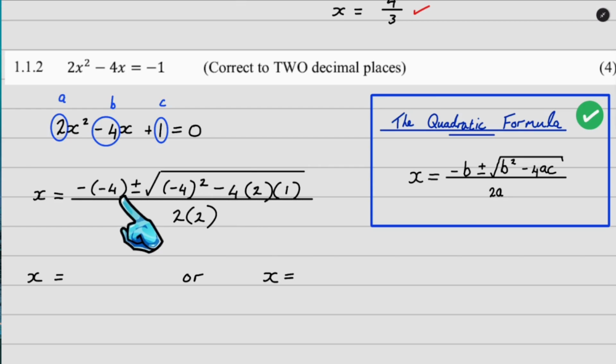Okay, so I've made the necessary replacements. Just remember to use brackets if your number is a negative. It always helps with the substitution. Even if they're positive, I use brackets. I just see the multiplication better. Okay, now do not waste time doing mental maths here. This is going straight in the calculator.